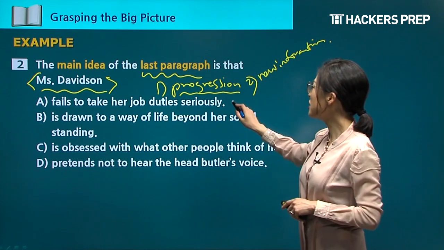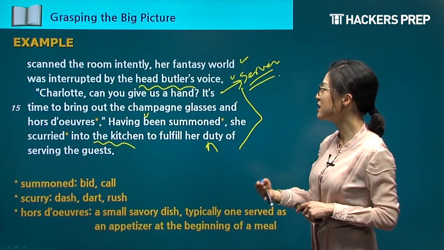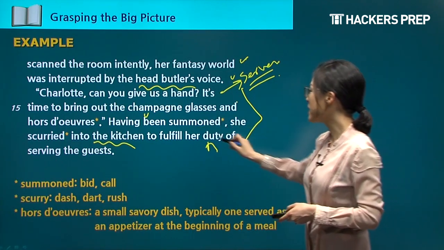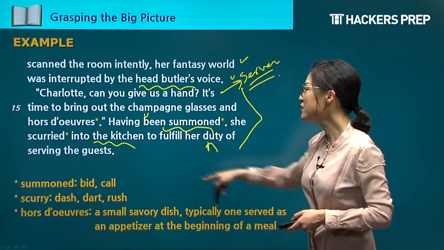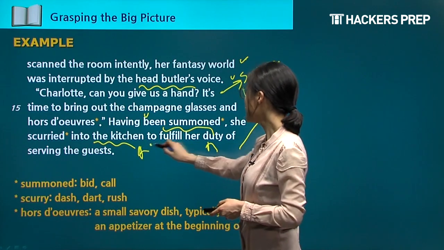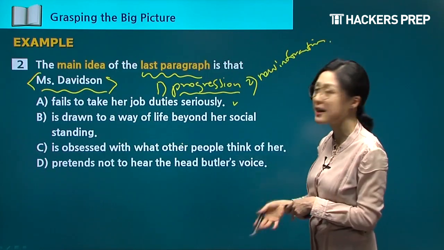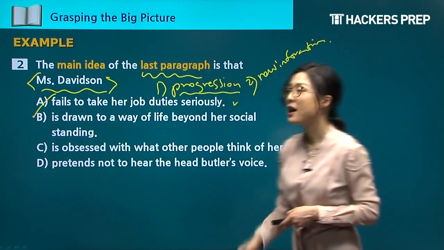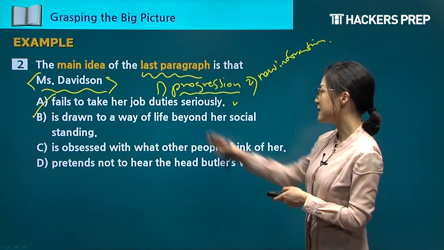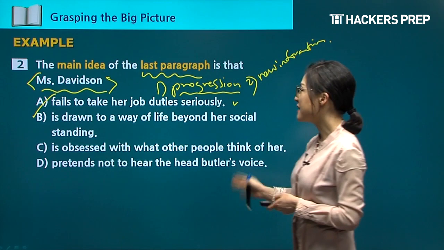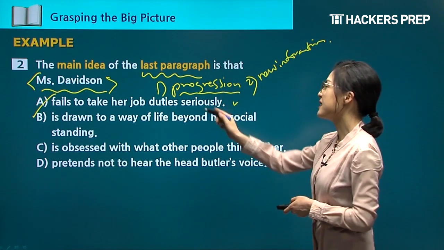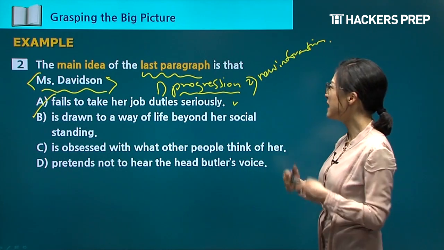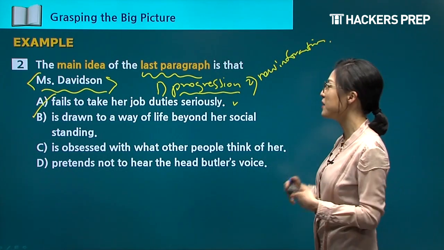All right, so does she take it seriously or not? We can see how she, having been summoned, having been called, she actually hurries into the kitchen to fulfill her duties. So this goes against the facts of the reading passage, so we'll just cross that out. B, the main idea of the last paragraph is that Miss Davison is drawn to a way of life beyond her social standing. All right, is that an idea, or is that something we learn?